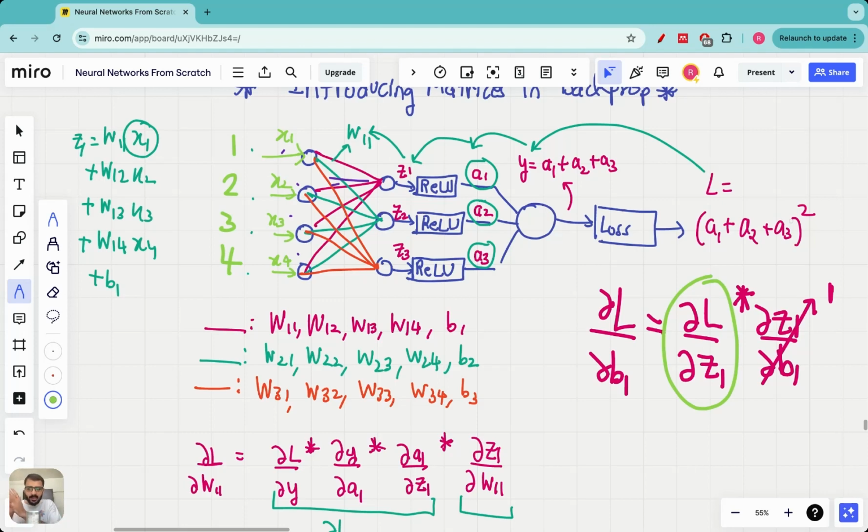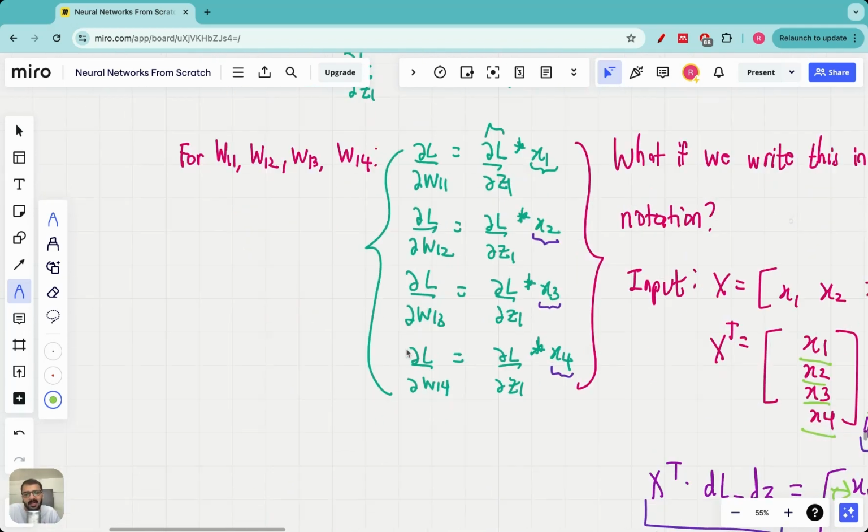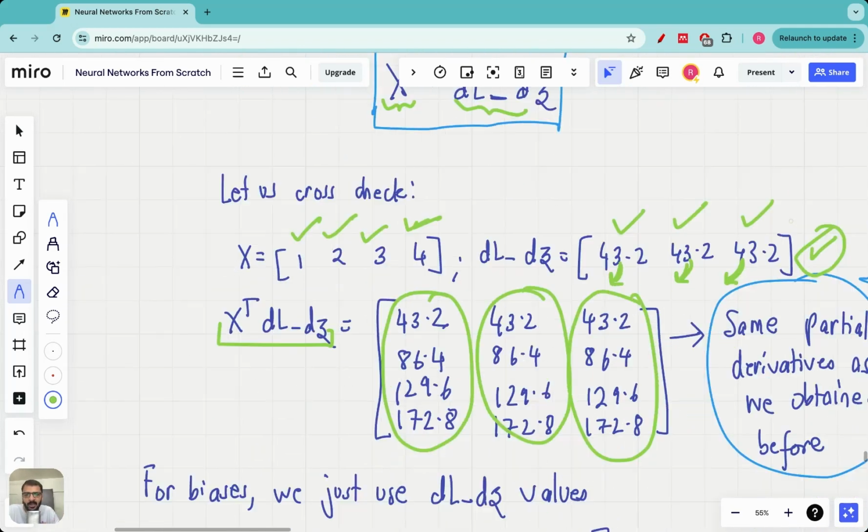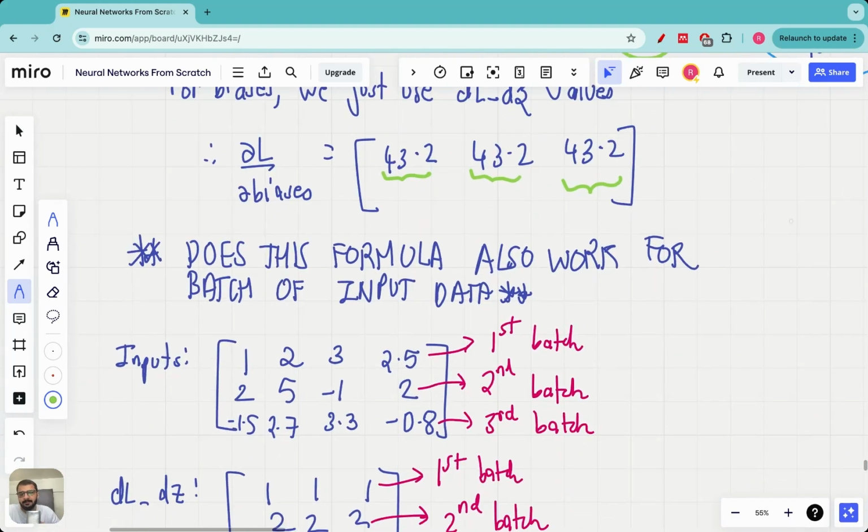Remember that although multiple inputs come in, the weights essentially don't change for different inputs. There will be only one W11, only one W12, only one W13, only one W14, and only one B1. Similarly for all the other weights. Let us see how to implement backpropagation now if we have a batch of data.